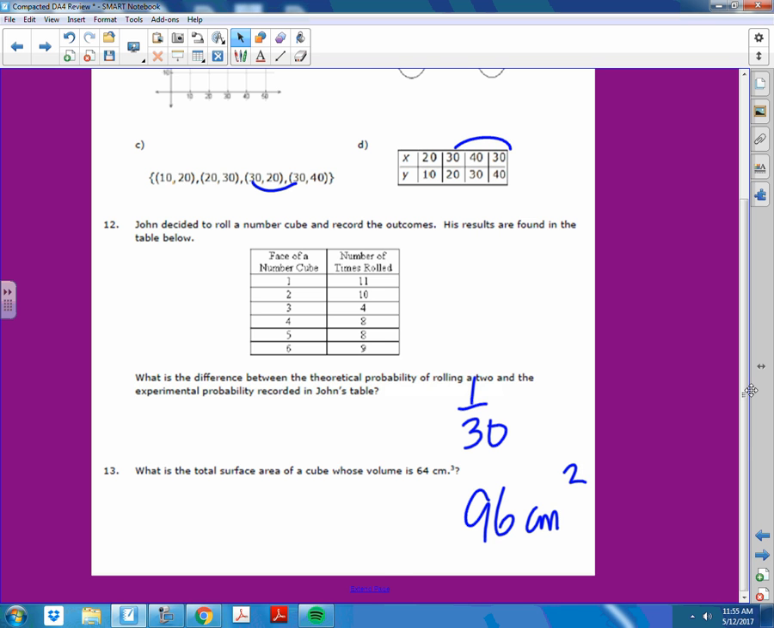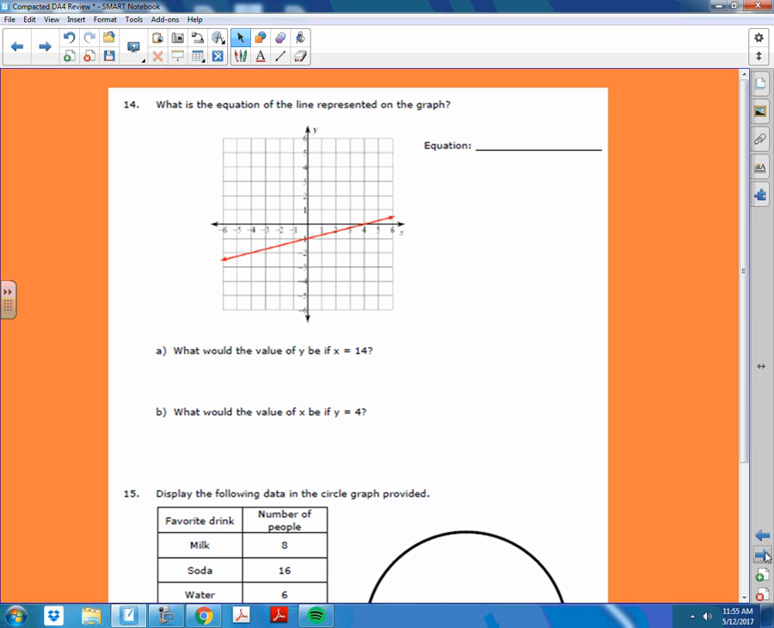Everybody good on all that? Yes, sir. Good. And finally, 14. Y equals 1/4 x minus 1. You would plug in the x value of 14, you get 2.5, and you get 20.